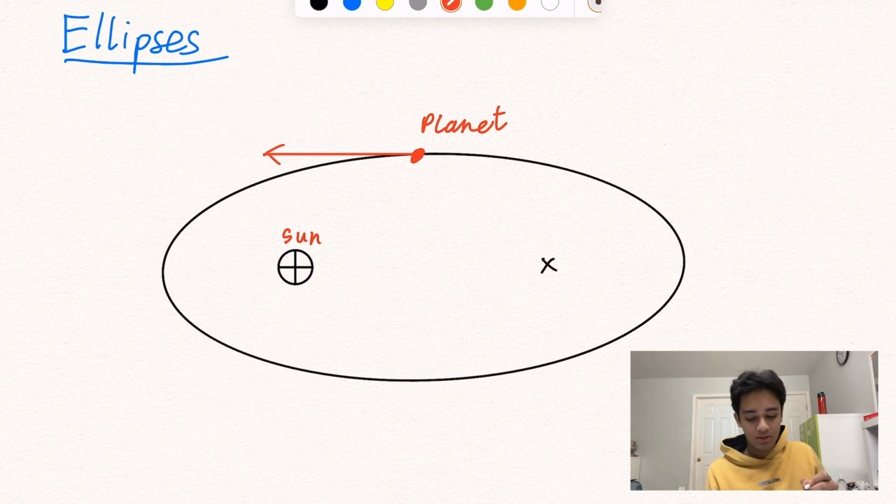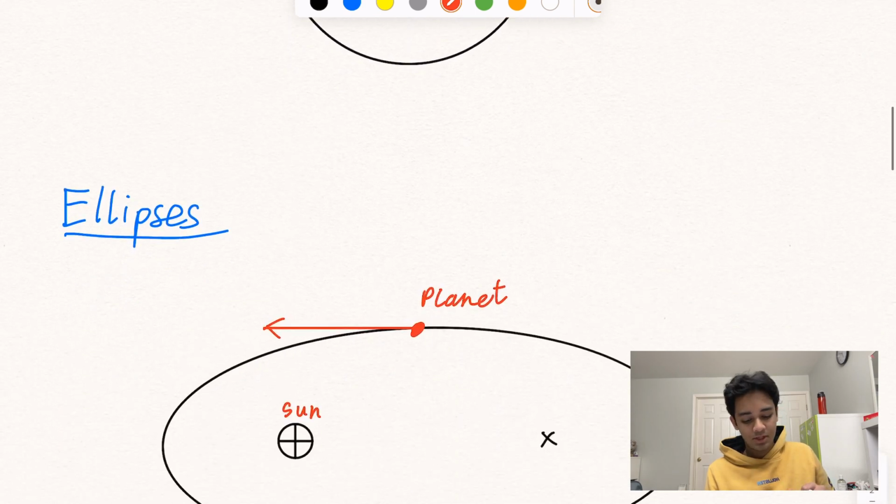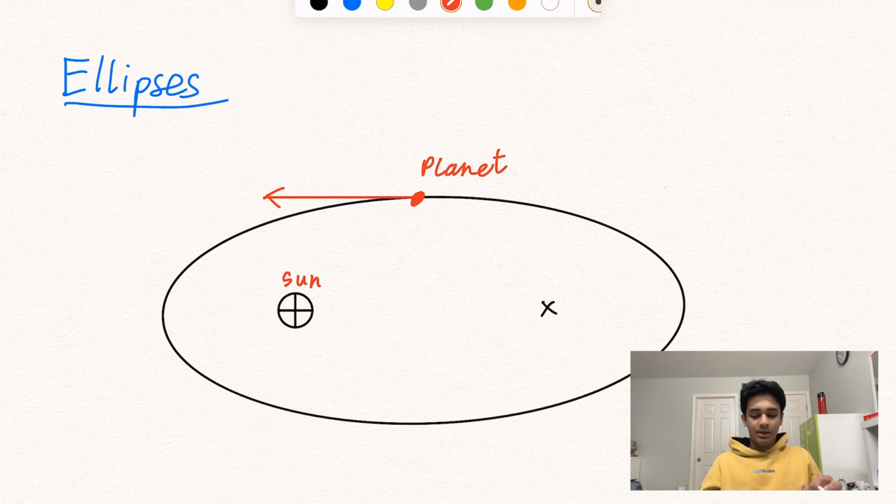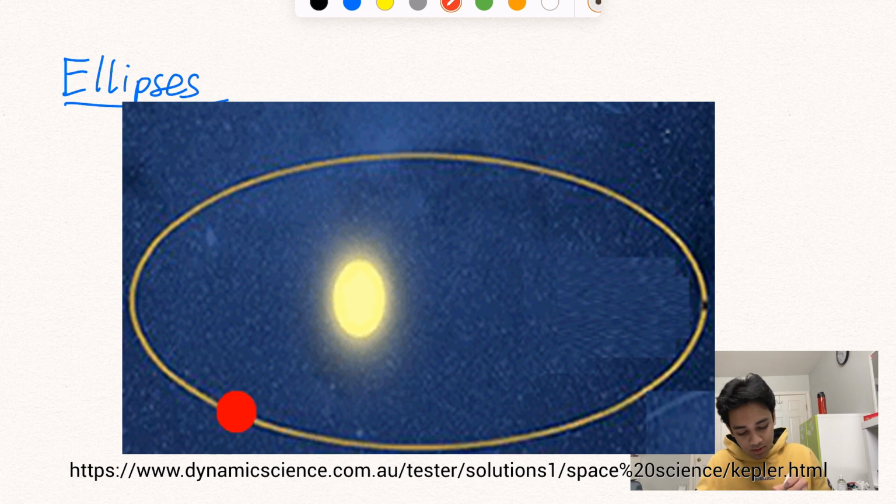So before, when we had a circle, this circle that we're using is basically approximating an ellipse. Planets actually orbit in ellipses. They don't orbit in perfect circles. They swing around the sun and then go back, swing around the sun and go back.